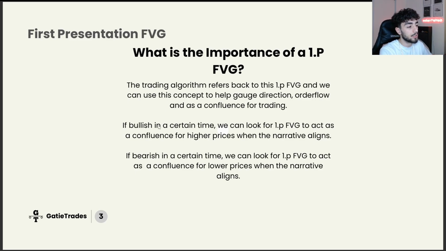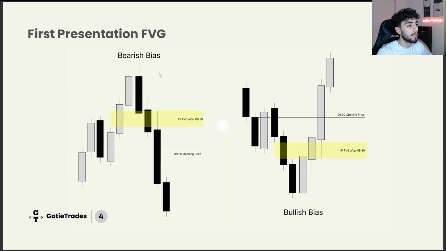So for example, in a bullish situation, we can look for the first presentation fair value gap to act as a confluence for higher prices. It doesn't matter if it's a bullish or a bearish fair value gap, right? If we are bullish, then we would look for the first presentation to outline potential higher prices, and vice versa for the bearish scenario. So for example here, if we had a bearish bias and we have this bullish first presentation fair value gap, but then we inverse it, well, that's what we'd want to see. If we're bearish, we should be using this fair value gap as a confluence for shorts, right? So it all depends on your narrative and your bias.